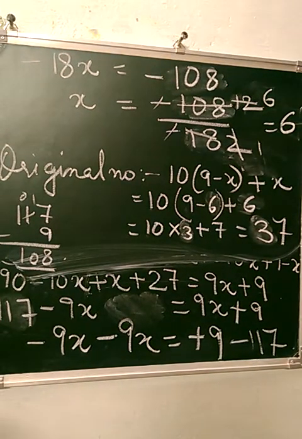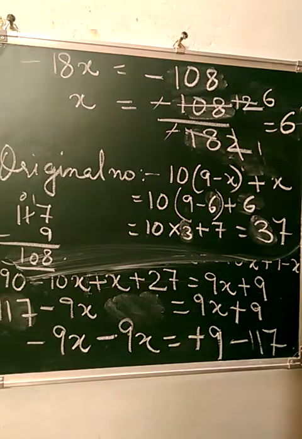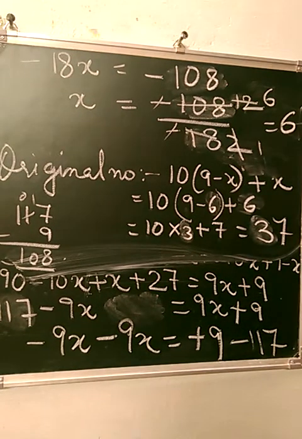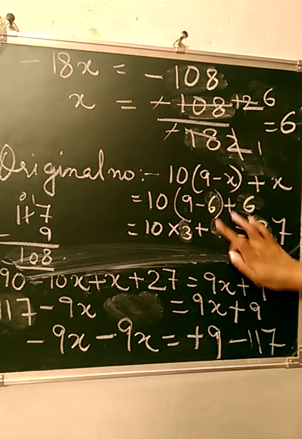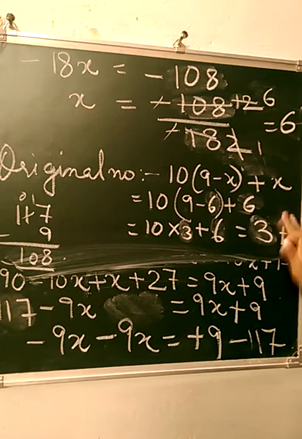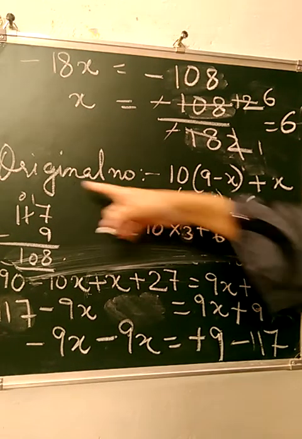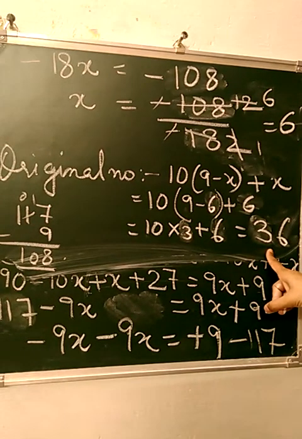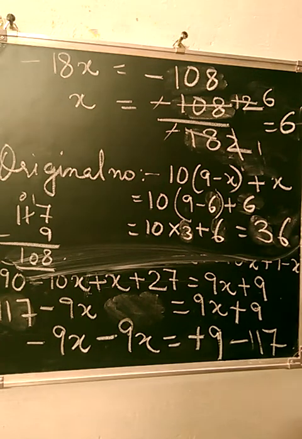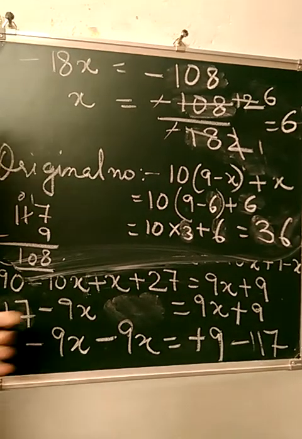So the answer, I will have to check the answer, otherwise everything is correct. Here. So the original number is 36, and if you interchange the number, it becomes 63, and 63 is 27 more than 36. This completes your question number 3.